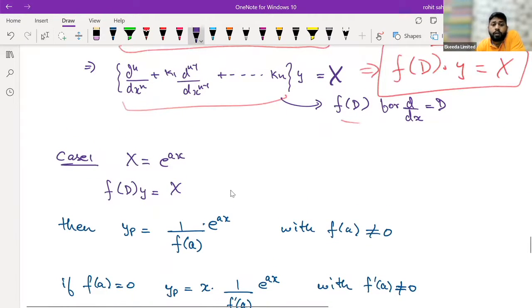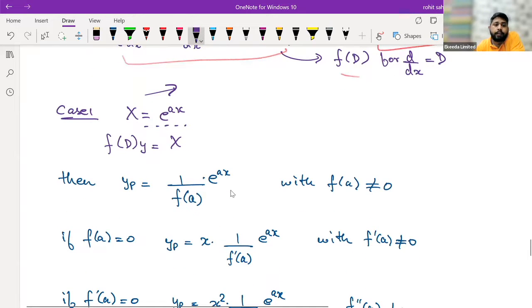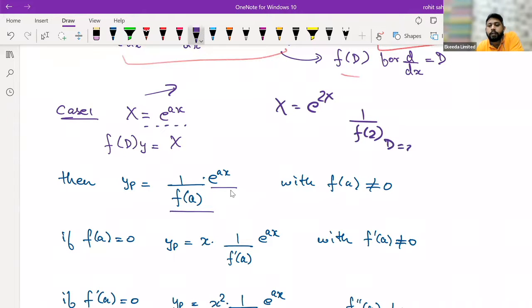Your non-homogeneous part, Rx, if it is of the form e to the power of ax, then your particular integral will directly become 1 by f of a e to the power of ax. So let's say if it is x equal to e to the power of 2x, then 1 by f of 2, that is, put 2 in place of d, and write e to the power of 2x along with it. Condition: f of a is not equal to 0. What happens if f of a is 0? If f of a becomes 0, then you just add a factor of x, that is multiply, as a term which has to be added in.